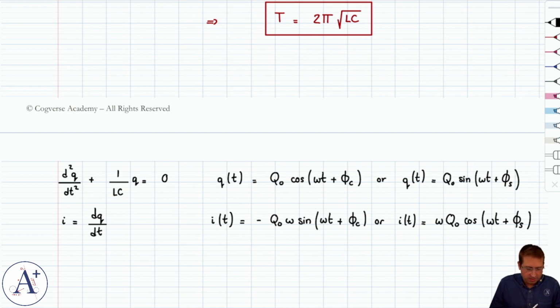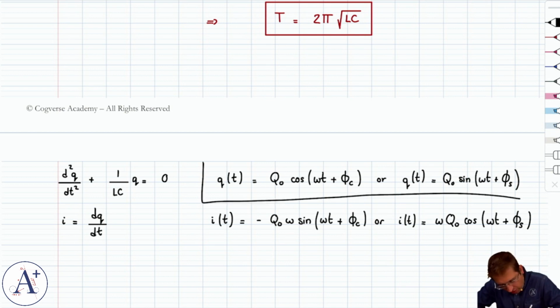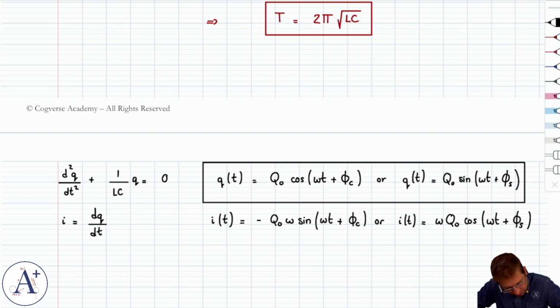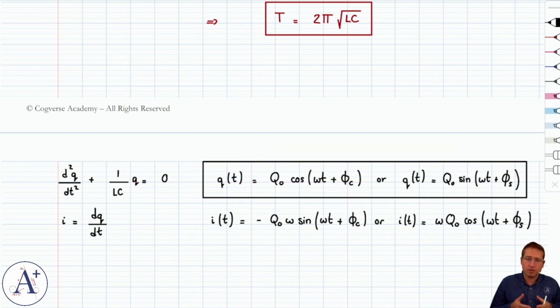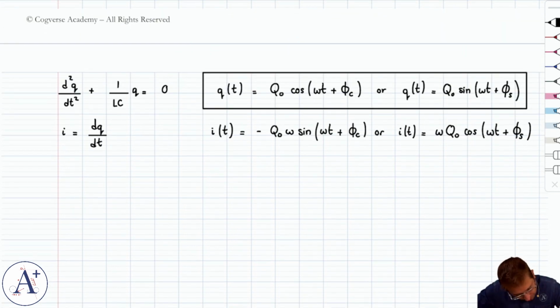Now, why do we do this? Well, it's important to be able to at least write Q of t from recognizing the differential equation. In other words, if you're able to derive the differential equation from the loop law, you should be able to state the form of the solution. So that's what we did there. Now, we also did I of t because we want to use this in order to write conservation of energy.